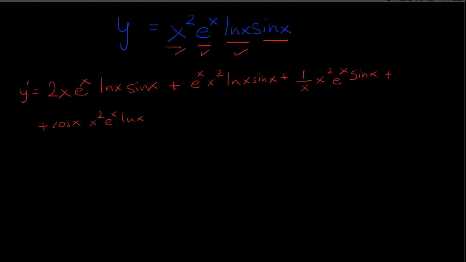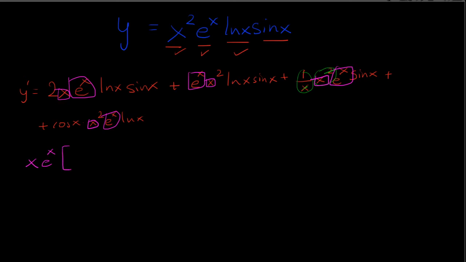Now the only thing we can simplify here is the 1 over x and the x squared. So the 2 is going to cancel and we're only going to be left with x. Now let's see what all of these terms have in common. We have an x for all of them. We can write that down. We have an e to the x. And that's it. So let's see what we have left.